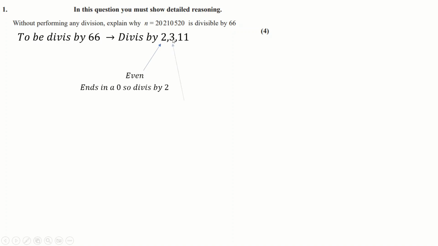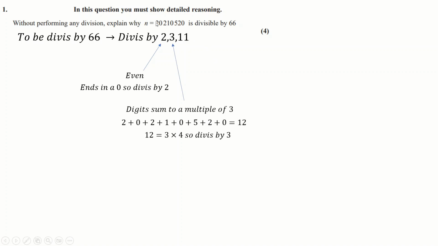To be divisible by 3, you need to have your digit sum be a multiple of 3. So just add all the digits, and if that's a multiple of 3, which in this case it is, then it's definitely divisible by 3, the original number.